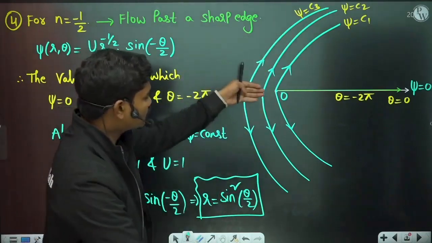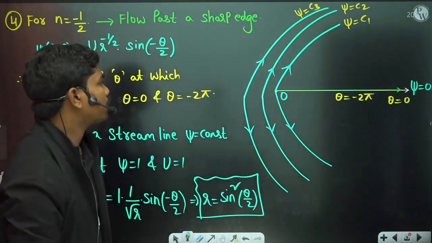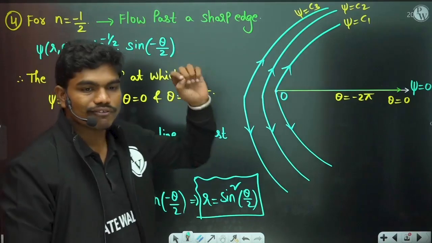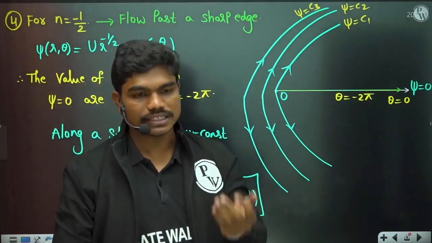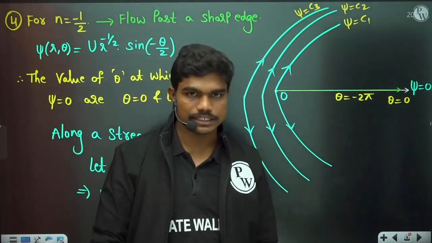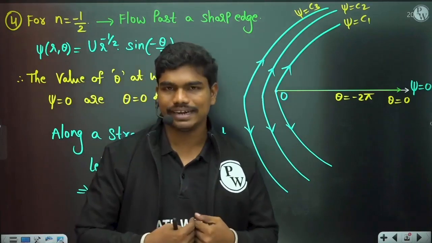So flow comes, hits the sharp edge, and gets diverted to both sides of the plate. That's how n equal to minus half can be approximated as the case of flow past a sharp edge. Whenever there is a sharp edge like this, the flow comes out and gets separated because of the existence of the plate. Clear? Similarly, for different values of n, you can get different situations.